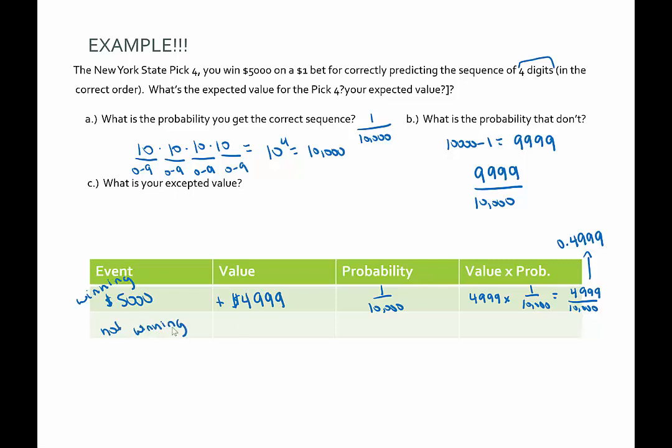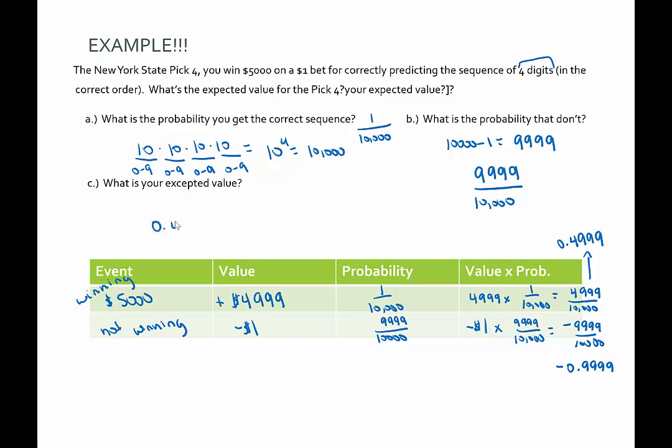Okay. The second event is not winning. The value of not winning, I lose $1. The probability of me not winning is 9,999 divided by 10,000. The value times the probability, that minus $1 I'm going to lose, times 9,999 over 10,000, would be negative 0.9999.